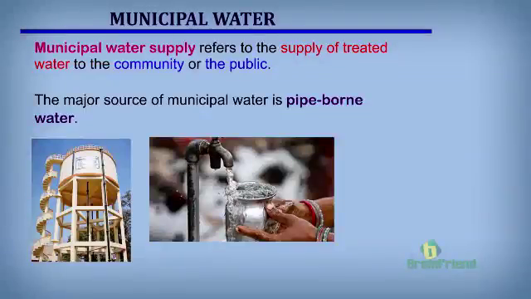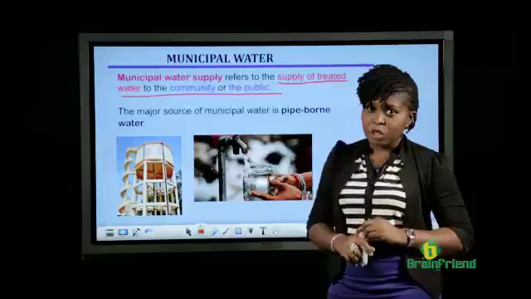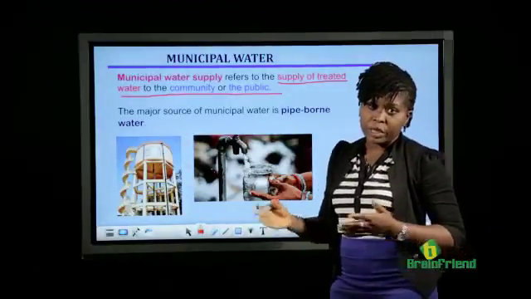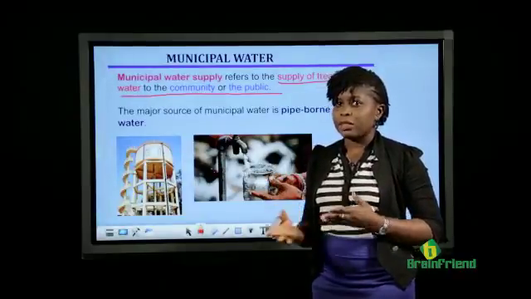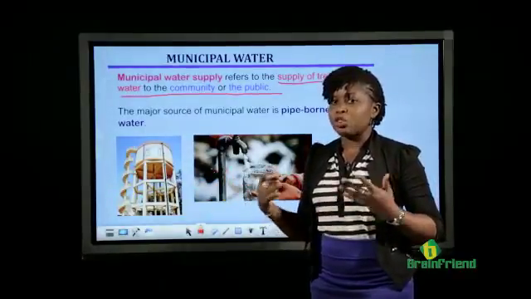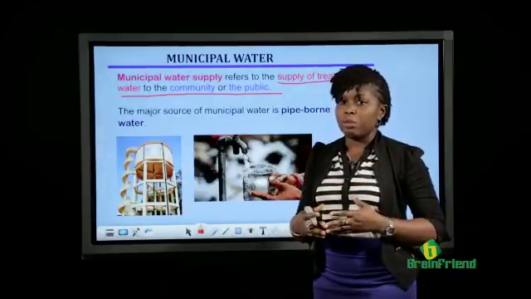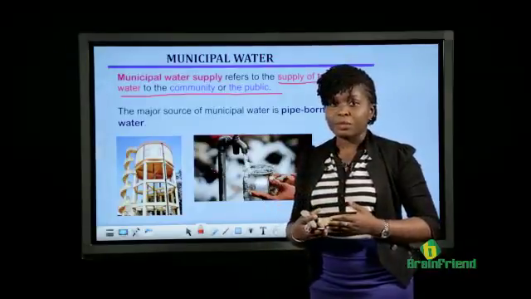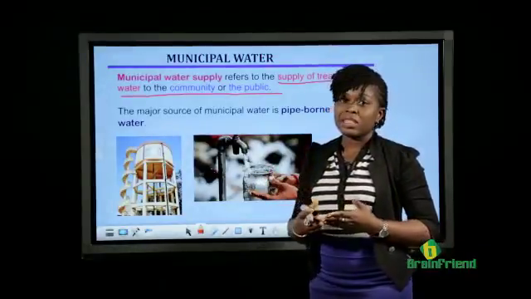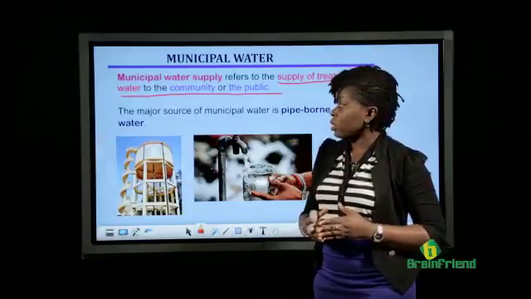Now, municipal water. Municipal simply means community or town. And municipal water supply refers to the supply of treated water to the community or the public. So the water you have available in your homes for drinking, washing, bathing, did not just come like that. There are stages of treatment that this water would have gone through before it came into your home. So we are going to be looking at some of the treatments given to community water.